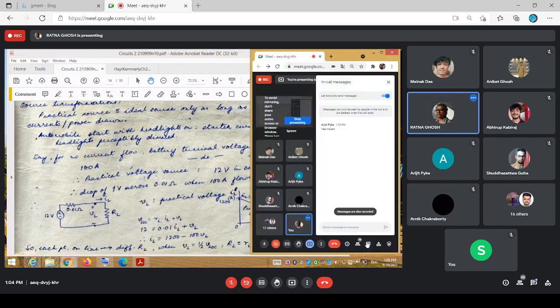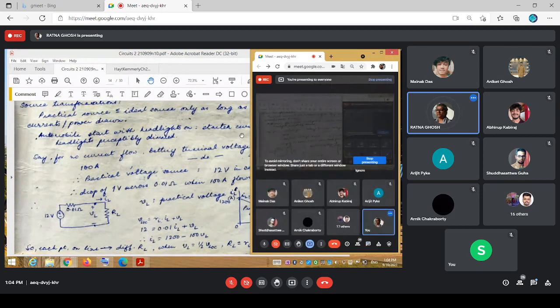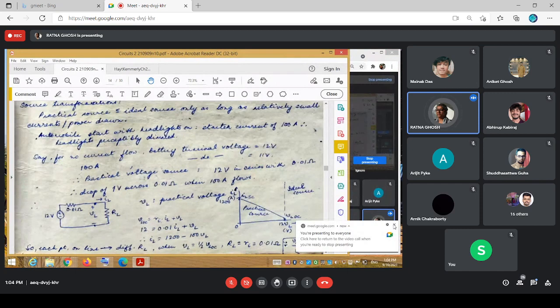However, what happens is that if you've got a practical source, then you have a certain amount of drop that happens due to its internal resistance. As the load increases, the amount of drop also increases, and as a result, you have a decrease in the terminal voltage of the source. So that has to be accounted for.